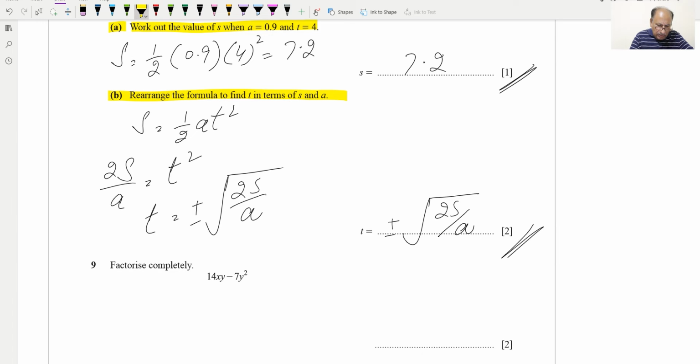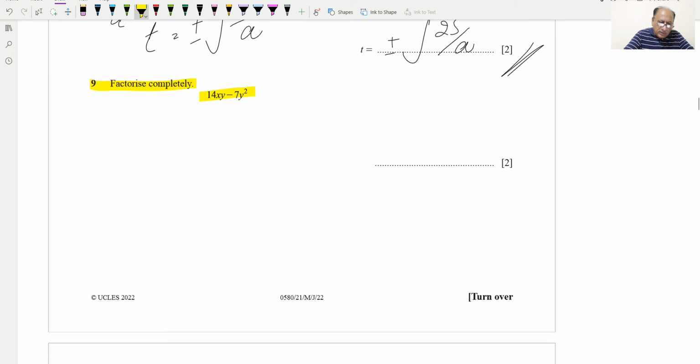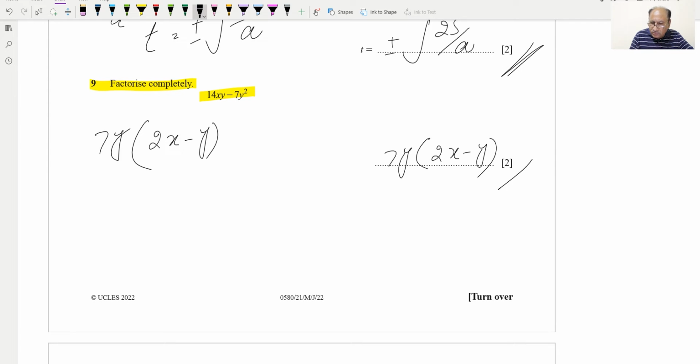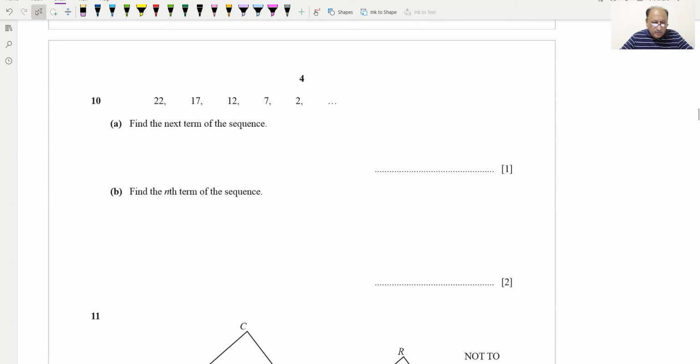Now question number 9, factorize completely. We have to take the maximum common factor, and what we can take as maximum is 7y. So inside will be 2x minus y, and this will be our final answer, 7y into 2x minus y, and this is a 2 mark question for question number 9. This is the answer.